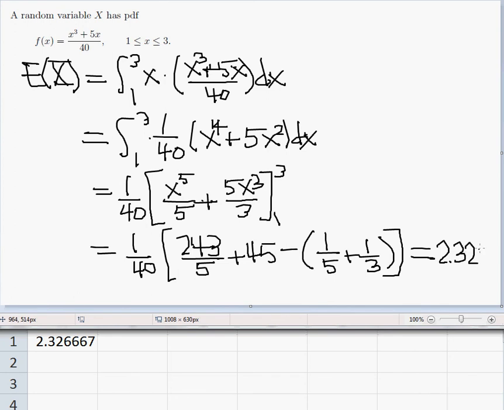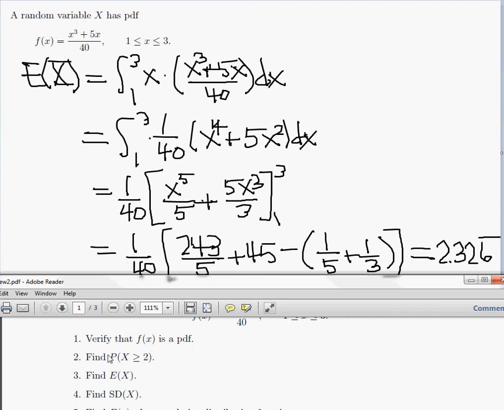This is not a probability, it is an expected value. Probabilities must be between 0 and 1, but expected values could be something different. So that's the expected value of x. The next part of the question asks us to find the standard deviation of x.